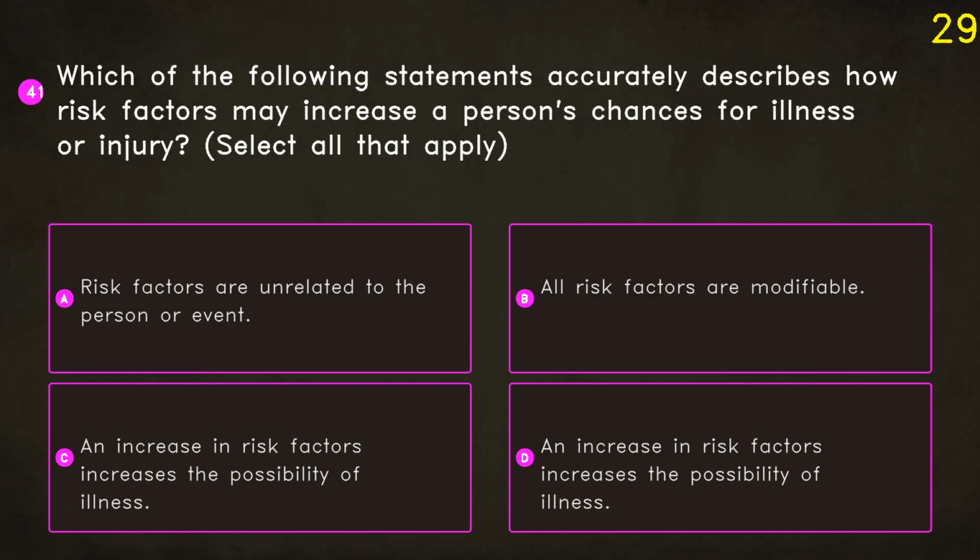Question 41. Which of the following statements accurately describes how risk factors may increase a person's chances for illness or injury? Select all that apply. A. Risk factors are unrelated to the person or event. B. All risk factors are modifiable. C. An increase in risk factors increases the possibility of illness. D. An increase in risk factors increases the possibility of illness.